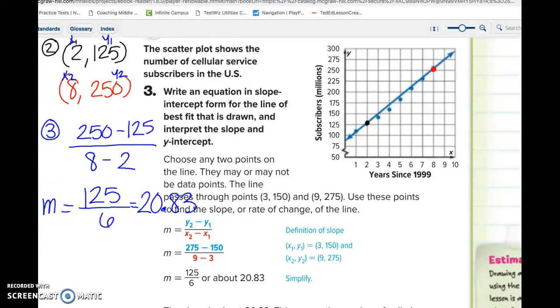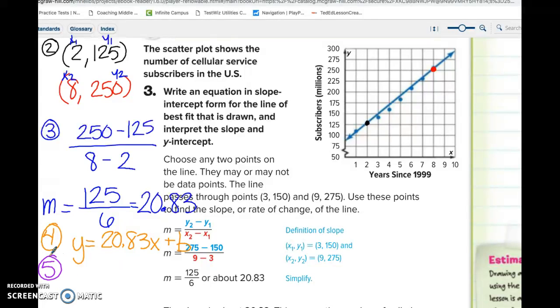Step 4 says that I need to sub that in for what letter? M. So I have y equals mx. Oh wait, slow. I'm subbing in slope. I'm subbing in what for m? 20.83. 20.83 x plus b, because we don't know that. Okay, so that was step 4. Questions on step 4? No. Okay, step 5.